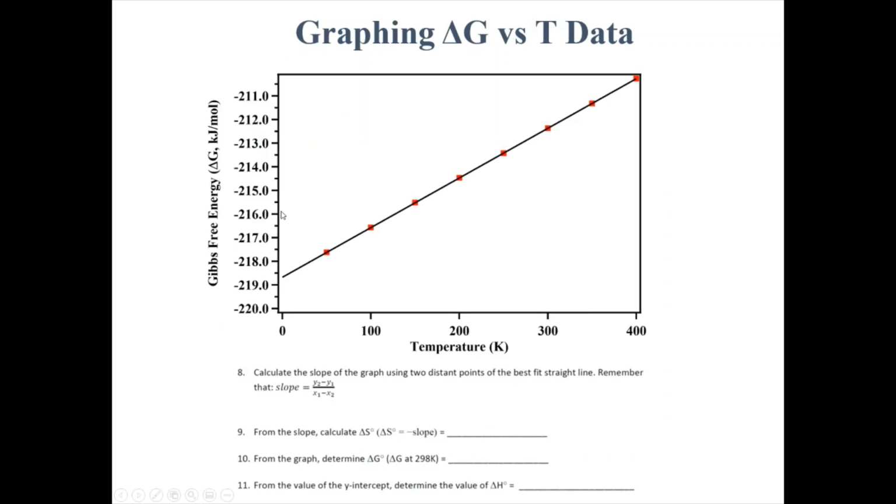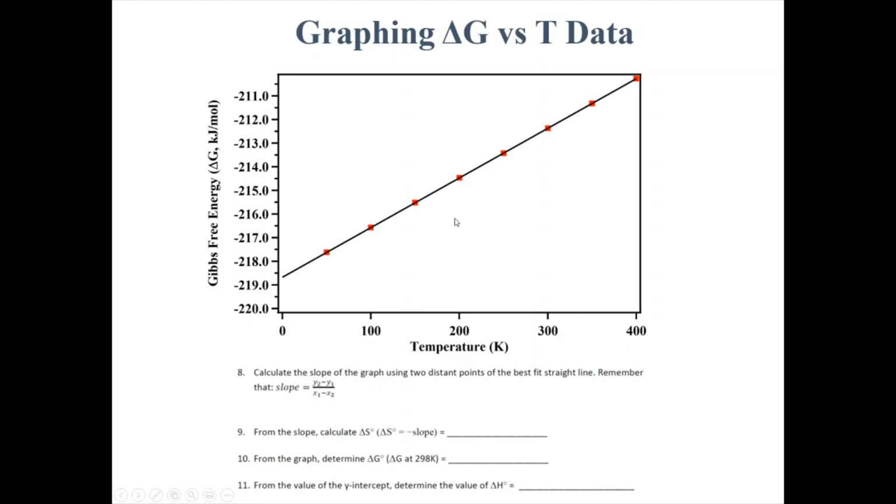Okay, so now we got to do some data analysis. The first thing you're going to do is calculate the slope of the graph using two distant points of the best fit straight line. So we're not going to use our experimental data points, the actual physical data points that I gave you. You're going to draw your best fit straight line with a ruler, and then somewhere far over here, you're going to take two convenient points and use those.